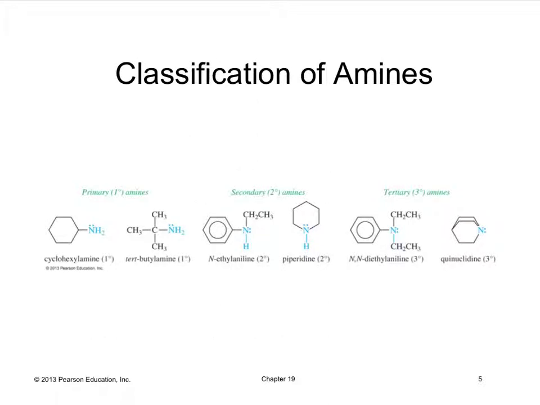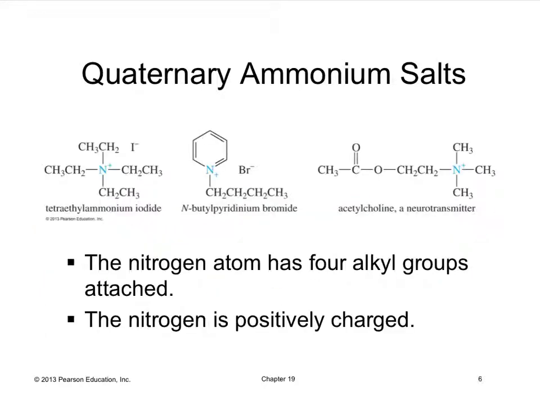In terms of classification, here are examples of primary amines, secondary, as well as tertiary amines. Quaternary amines are also known as quaternary ammonium salts. The nitrogen has four different alkyl groups attached to it, bears a positive charge, and can also have a counter ion attached to it.